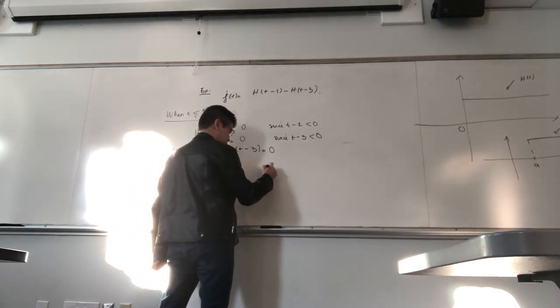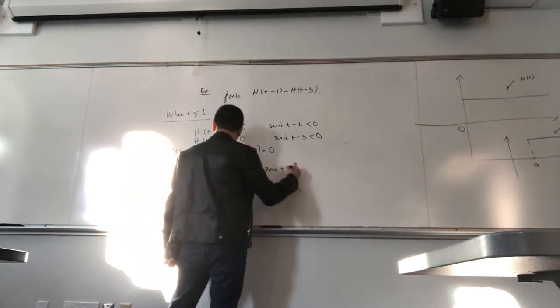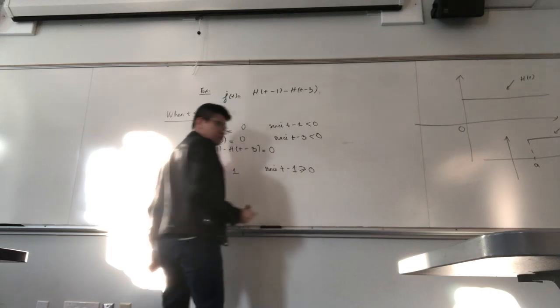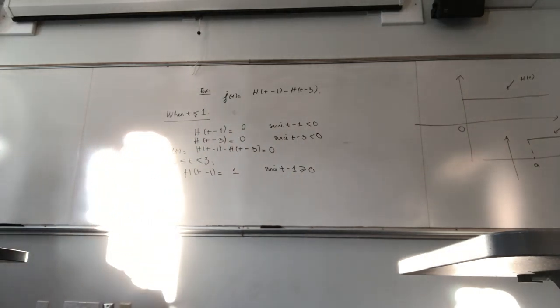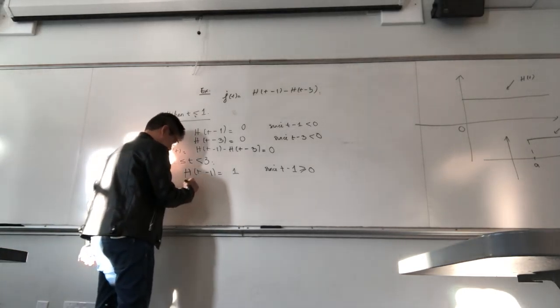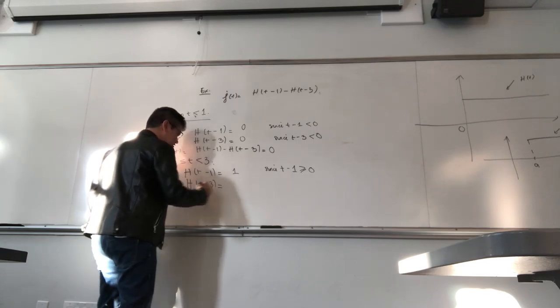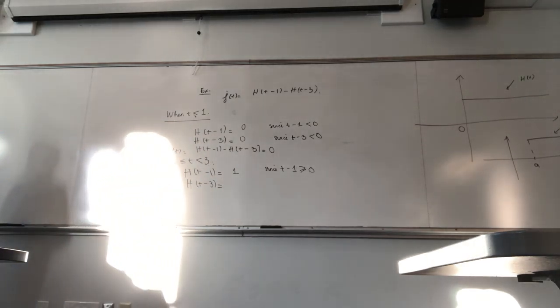So in this case, t minus 1 is bigger than or equal to 0, which means that h of t minus 1 is 1. Now, what is the value of h of t minus 3?